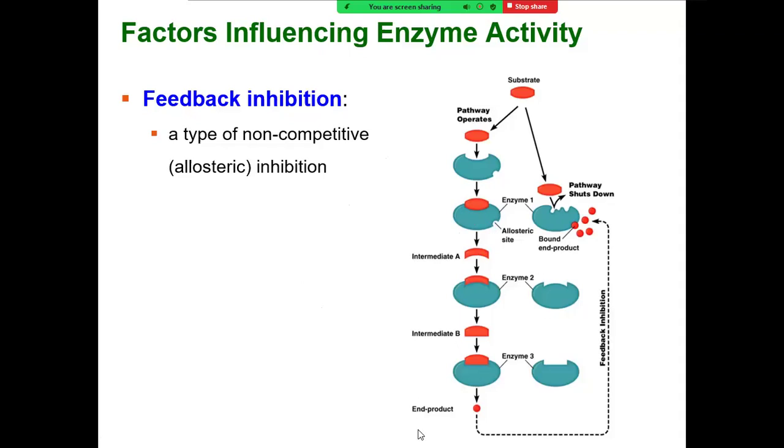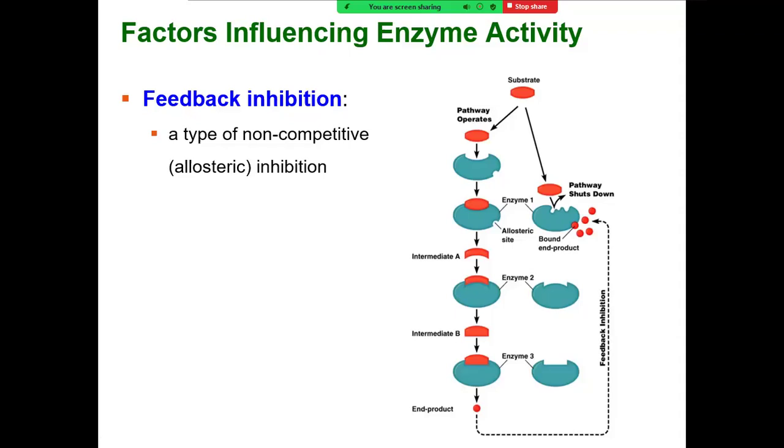The reason for the end product binding to the first enzyme is you now have a range of the concentration allowed for the end product. If it gets below a certain range, then the end product will fall off of the enzyme on its own.